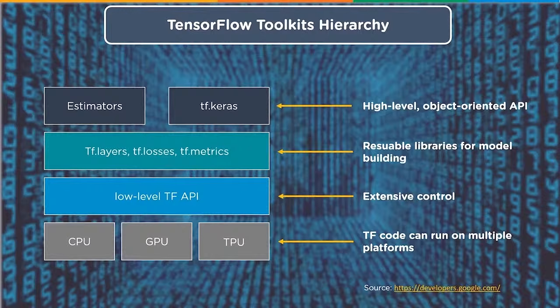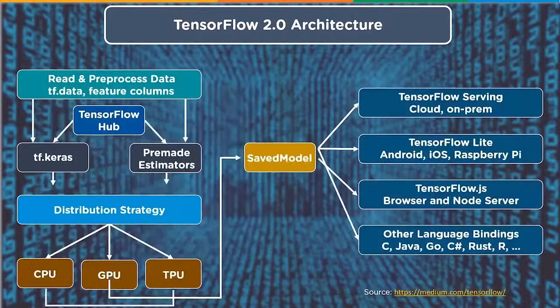And moving on from the hierarchy to the architecture, in the TensorFlow 2.0 architecture, you can see on the left, this is usually where you start out, and 80% of your time in data science is spent pre-processing data, making sure it's loaded correctly and everything looks right. So the first level in TensorFlow is going to be your read and pre-process data, your TF data feature columns. This is going to feed into your TF Keras or your pre-made estimators, and you have your TensorFlow Hub that sits on top of there so you can see what's going on.